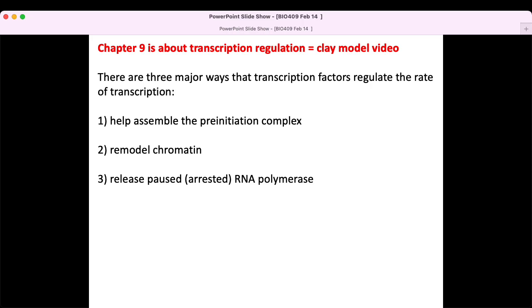RAS makes a defective protein, so the mutations must be in the coding region. MYC makes a normal protein, but it makes too much, and it overwhelms all those protections by just making too much. Those mutations, those problems, must be in the regulatory region.